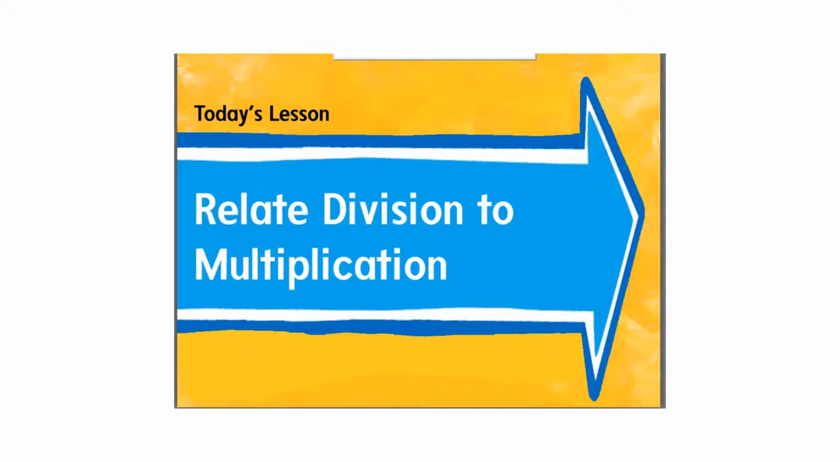Everybody write that down. Relate division to multiplication. So here's what that means. We're going to talk about how division and multiplication are opposites of each other. And how if you know your division facts, you know your multiplication facts. And if you know your multiplication facts, you know your division facts. And those are called fact families.